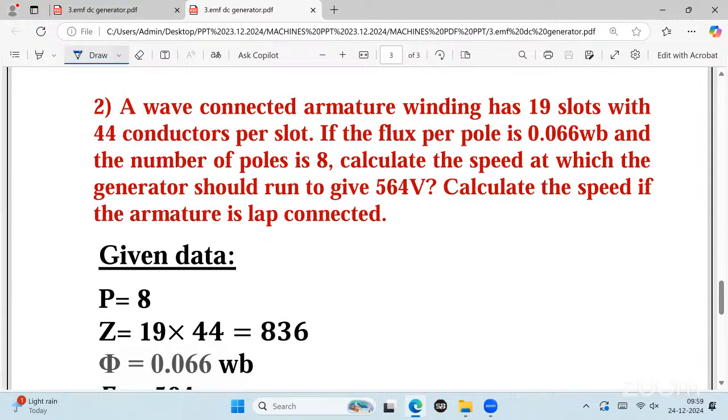A wave connected armature winding has 19 slots and 44 conductors per slot. A wave, this is one type of design. A wave connected armature winding has 19 slots with 44 conductors per slot.